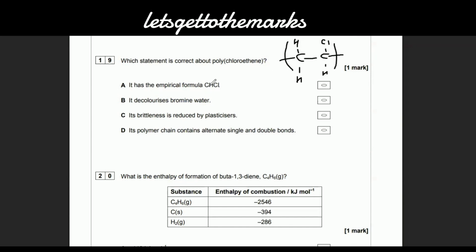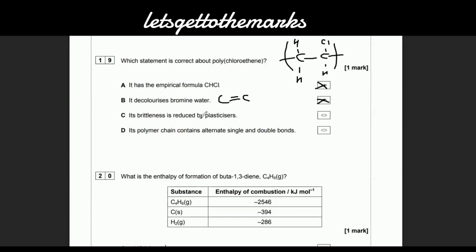So has the empirical formula CHCl? Well, no, it can't do, because if you look at the simplest ratio, you've got three H's. You can't get that down to CHCl. So no, that's not the empirical formula. It decolorizes bromine water. Well, there's no double bond there, so it can't decolorize bromine water.